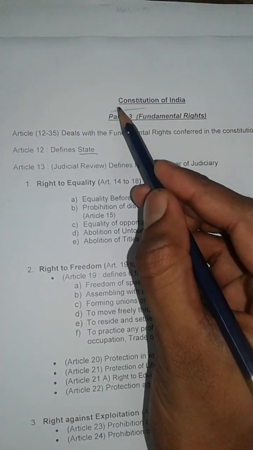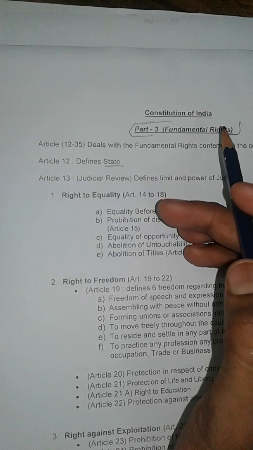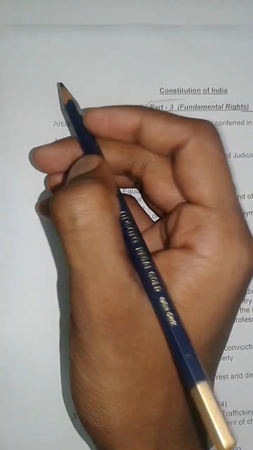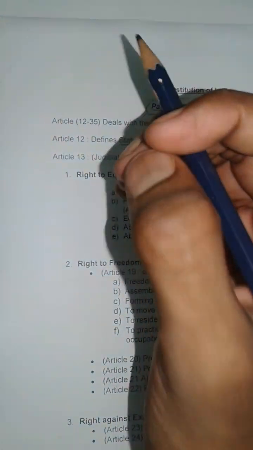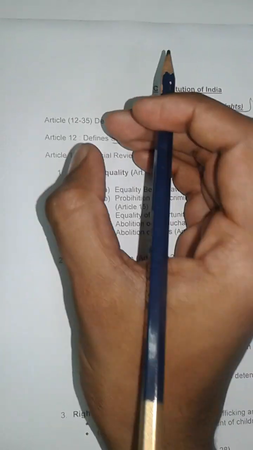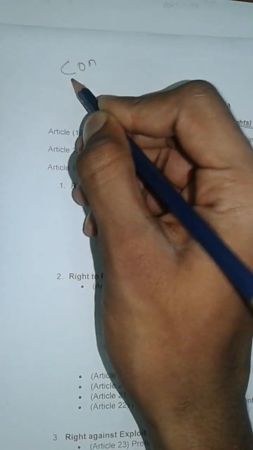So in order to understand the fundamental rights, that is part 3 of the Indian Constitution, we have to firstly understand the basic structure of our Indian Constitution, for better clarity of the parts of the Constitution of India, and how our Constitution is divided, right? For example, this is the Constitution of India.